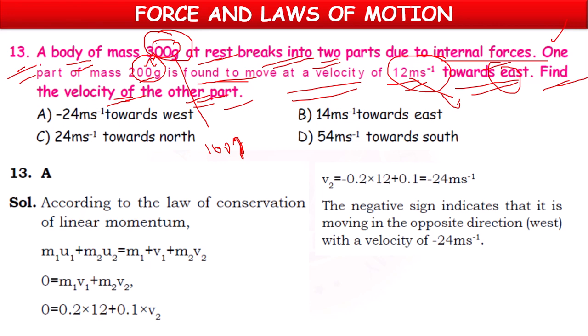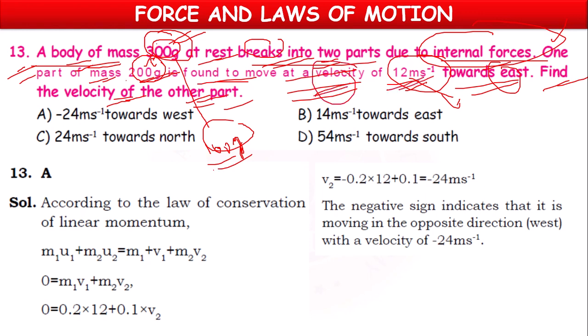So here, children, a body of mass 300 grams breaks into two parts. Why is it breaking into two parts? Because of internal forces. The masses are different. One part velocity is 12 meters per second, direction is towards east; the other part velocity and direction we have to find. For this, we have a law called the Law of Conservation of Linear Momentum.